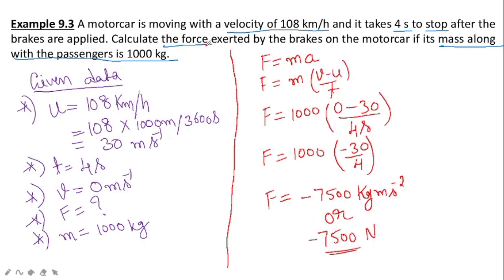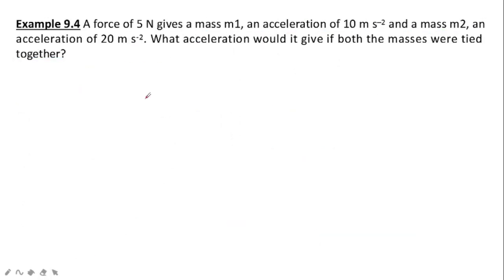So now we will move on to the next problem, that is example 9.4. So in this problem, what we have to find? So let us check it. A force of 5 Newton gives a mass m1 an acceleration of 10 meter per second square, and a mass m2 an acceleration of 20 meter per second square. So what acceleration would it give if both the masses were tied together?